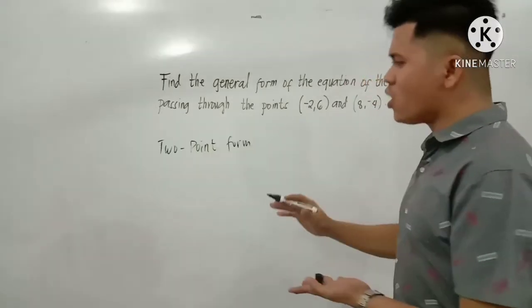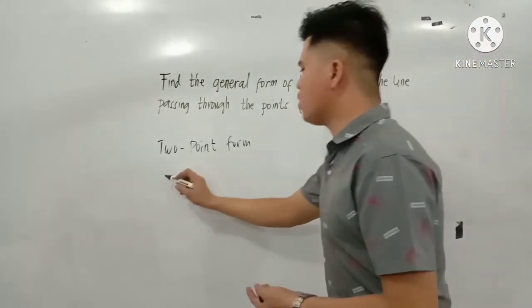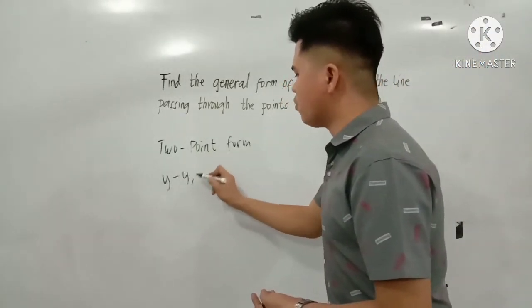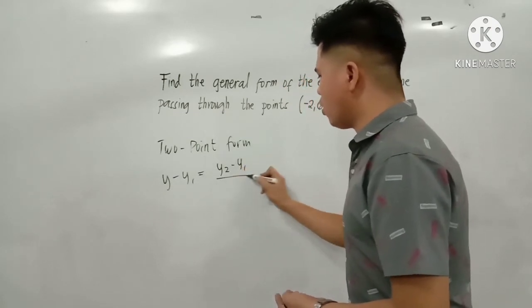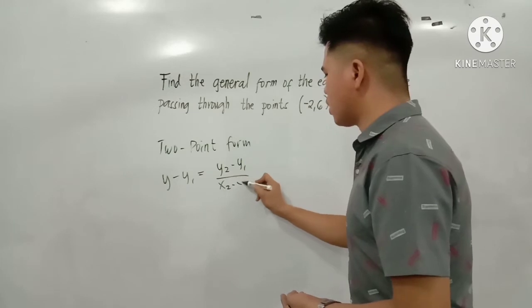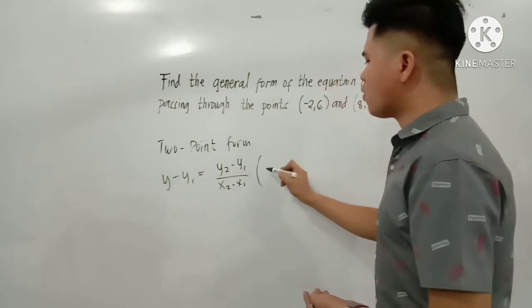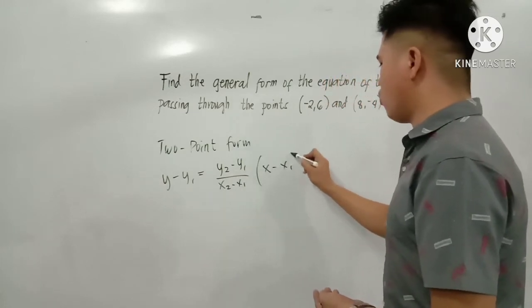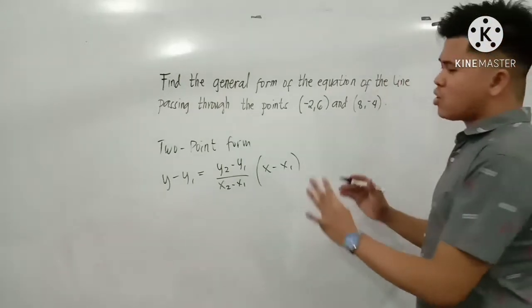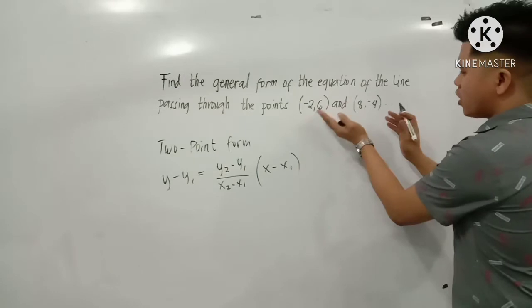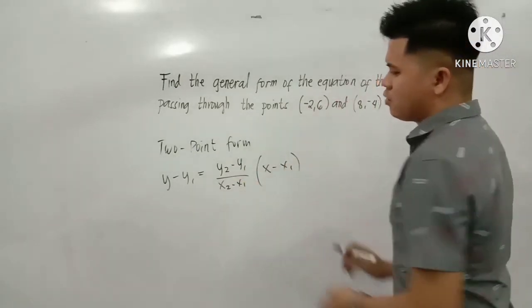So again, the equation in 2-point form is simply y minus y sub 1 is equal to y sub 2 minus y sub 1 all over x sub 2 minus x sub 1 times the quantity of x minus x sub 1. This time we have to substitute all the given coordinates into the corresponding variables.